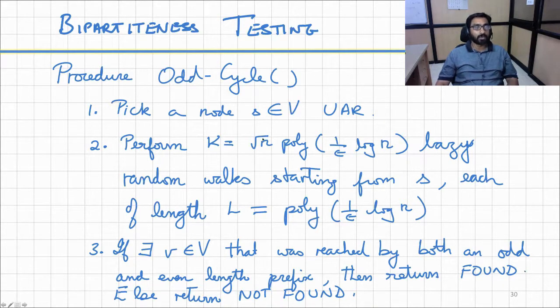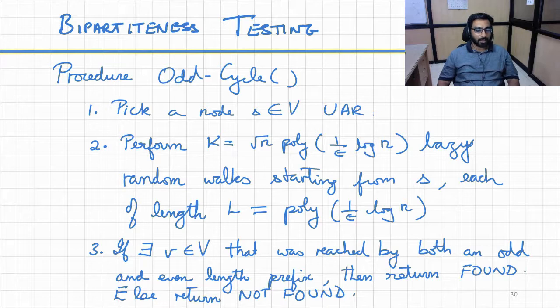So we're going to generate k such random walks, and then we're going to observe something about these random walks. We're going to see if there exists some vertex v such that this vertex was reached by both an odd and an even length random walk. And here's something that we need to be a bit clear about.